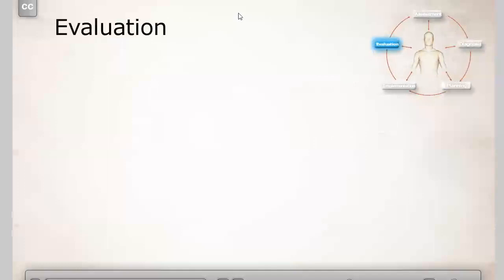The final step of the nursing process is evaluation. During the evaluation step, you look at or evaluate all the previous steps of the nursing process.